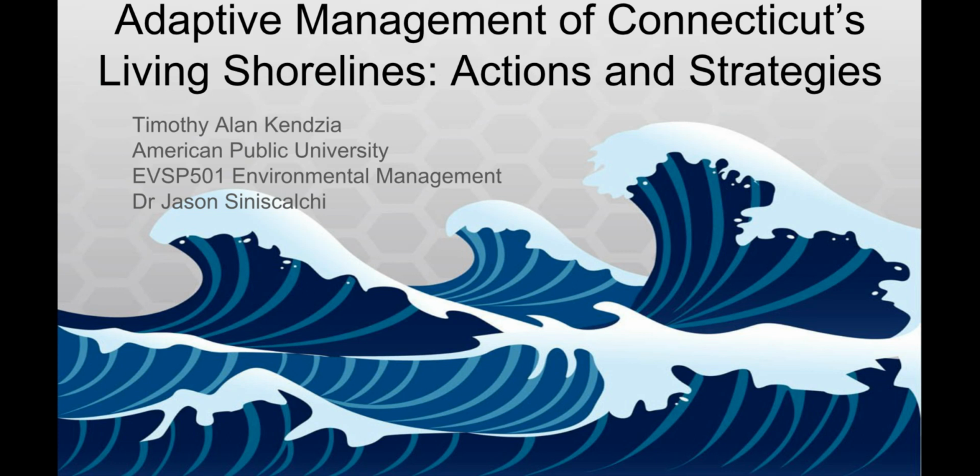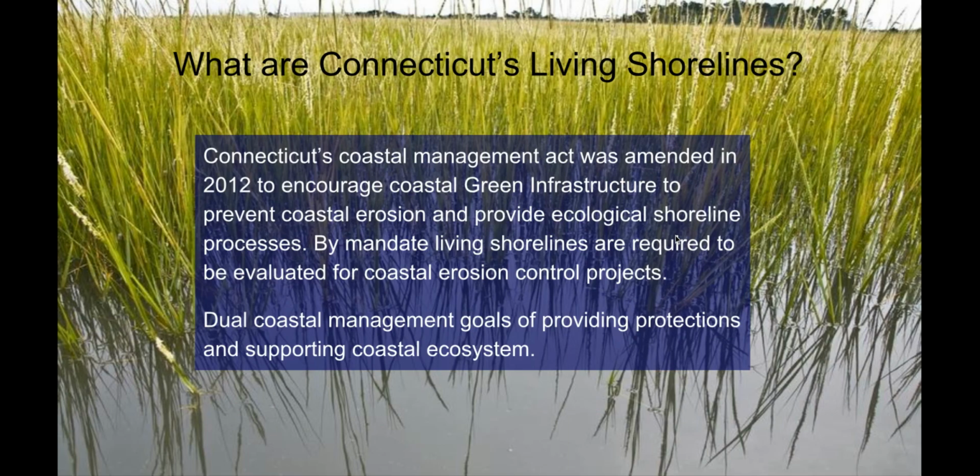So just to cover that main subject, what is a living shoreline? A living shoreline is a green infrastructure project that protects coastal property from erosion and provides ecological shoreline processes. In Connecticut, this is important because it is the preferred state permitting project that they're going to want to permit, and it's pretty recent that they've made this change, and so this is why you might want to adaptively study how this policy is making effect.